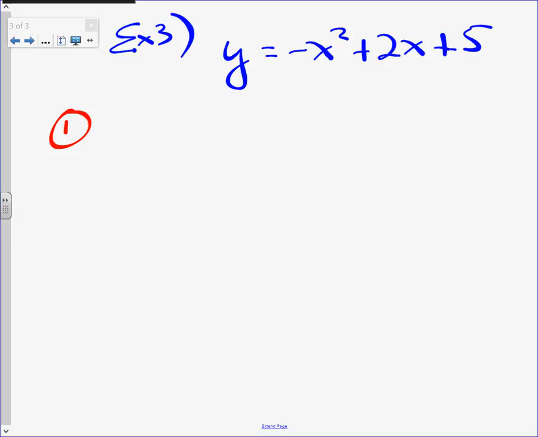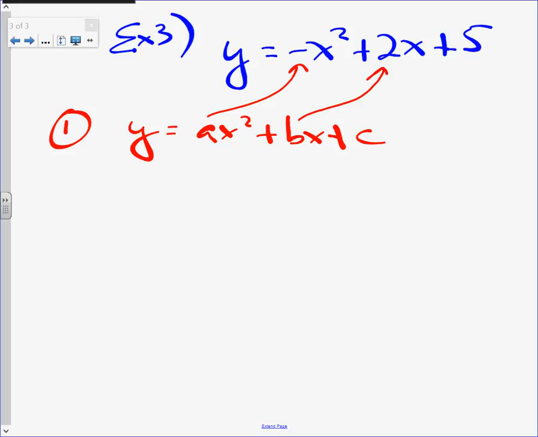All right. Murillo's going to read step 1 for me, if you don't mind. Step 1, hit it. Awesome. ax squared plus bx plus c. So my a is going to be -1, just like the warm-up. That's cool. b is going to be 2. That's cool. c is going to be 5. That's cool. Step 1's done. We're ready to rock and roll.